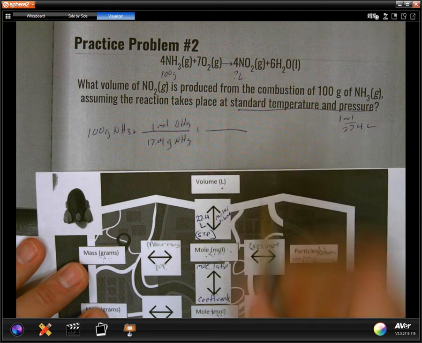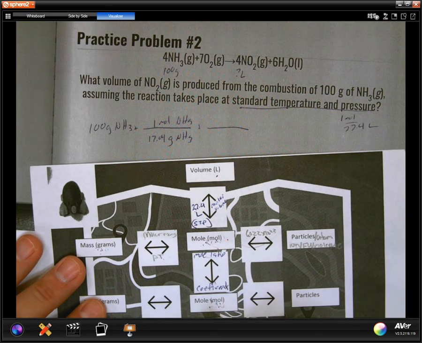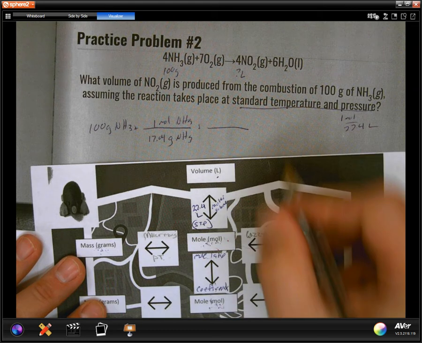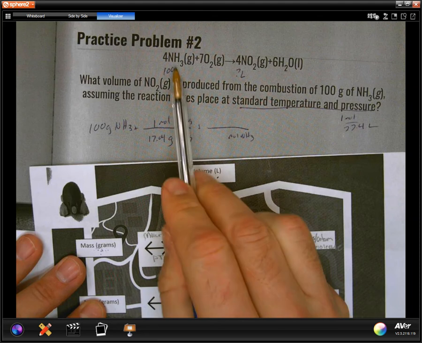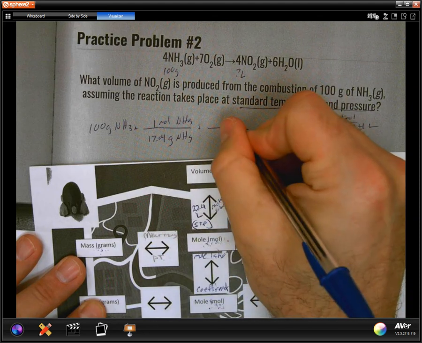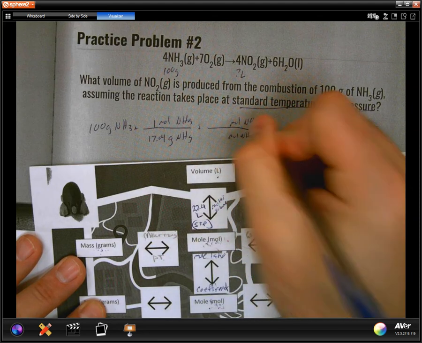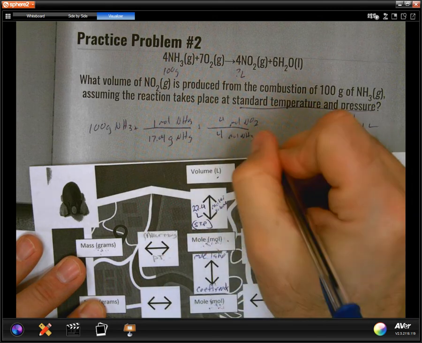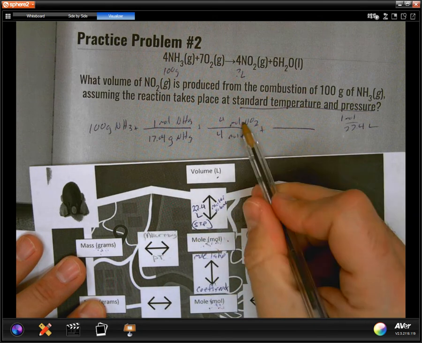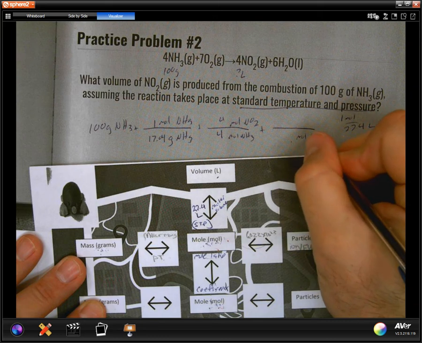Now I'm going to convert from 1 mole of one chemical to 1 mole of something else. That's called the mole ratio, and we simply use our coefficients. So I go from mole of NH3 to mole of NO2. How do I get that conversion factor? I just see it's a 4-to-4 relationship. And then again, follow my units, mole of NO2.